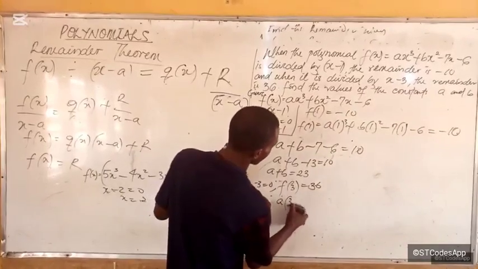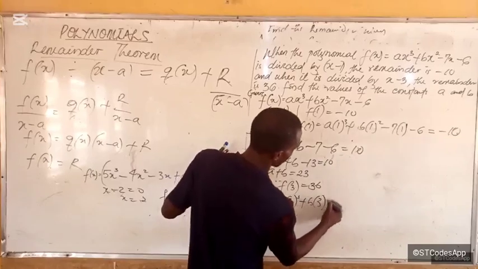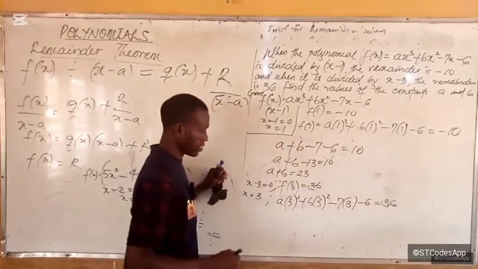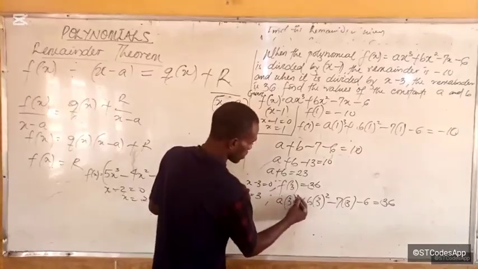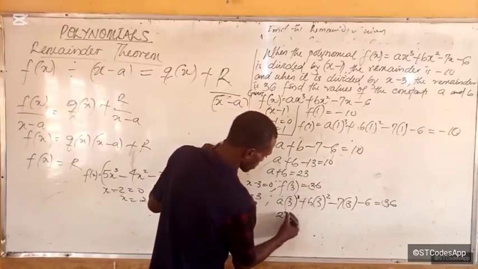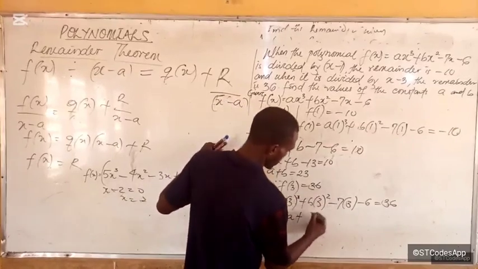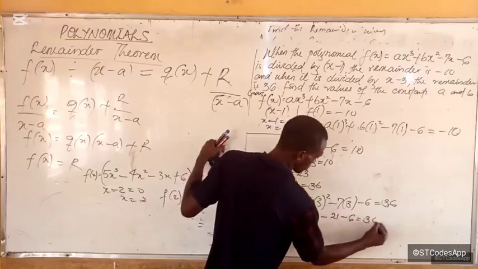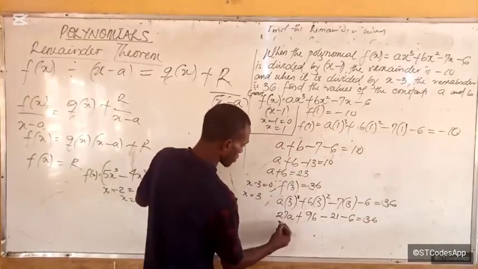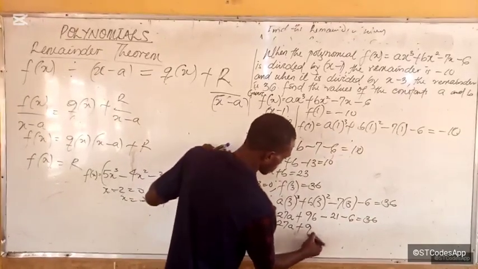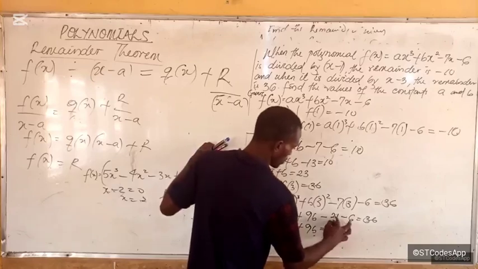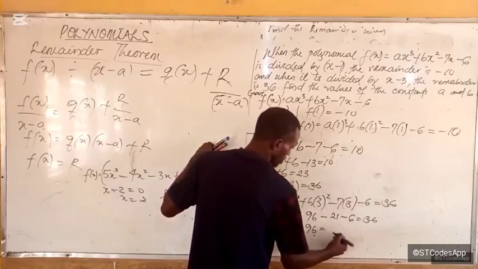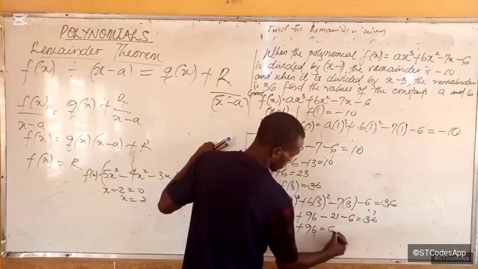a into bracket 3 cubed plus b into bracket 3 squared minus 7 into bracket 3 minus 6 gives us 36. Do you understand? So we now have 3 cubed, which will be 27 times a, that will be 27a, plus 3 squared, 9 by b, 9b, minus 7 by 3, 21, minus 6 equals 36. So from here, we now have 27a plus 9b will be equal to, this will be minus 27, minus 27 goes there, becomes plus 27, and that will be 63.